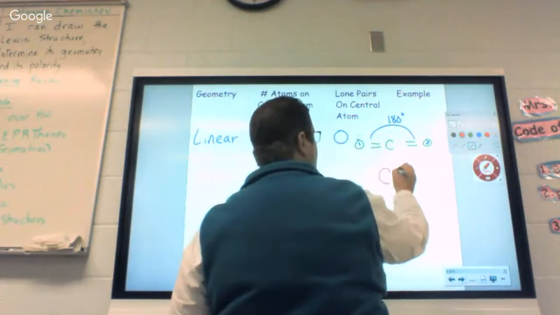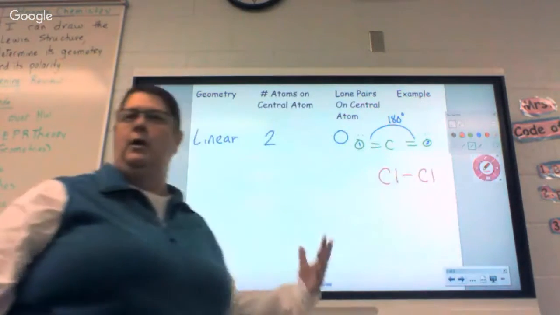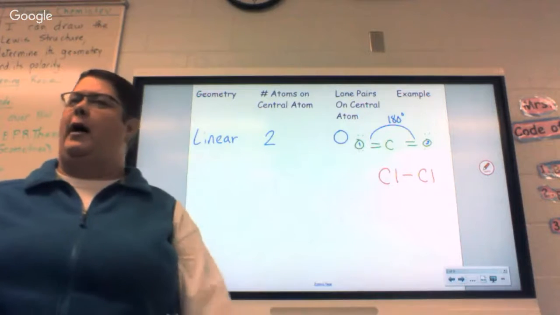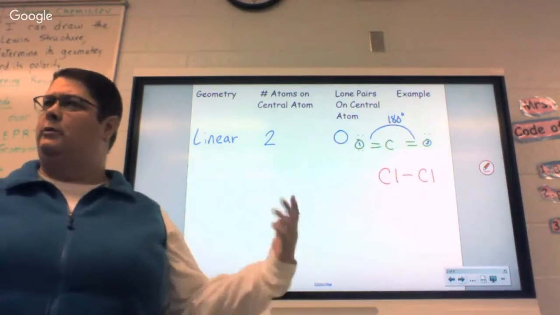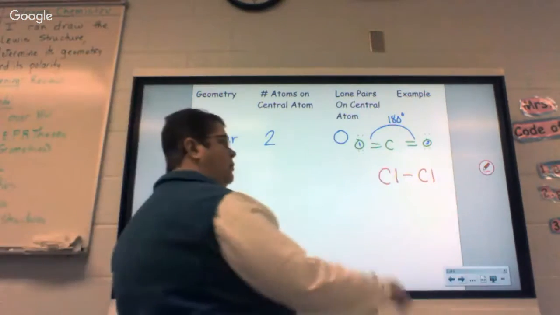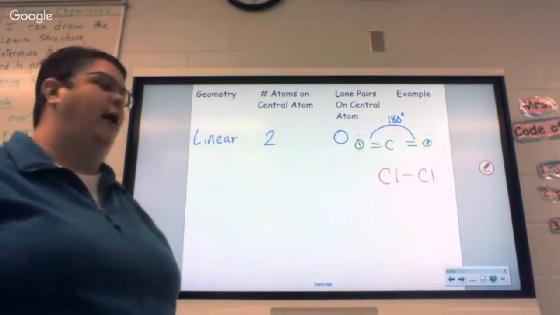Now, if you have something that has no central atom, for example, chlorine, which is diatomic, you have no central atom there. It's just 2 atoms written side by side. Well, what would the geometry be? It's still in a straight line, so it's still linear.